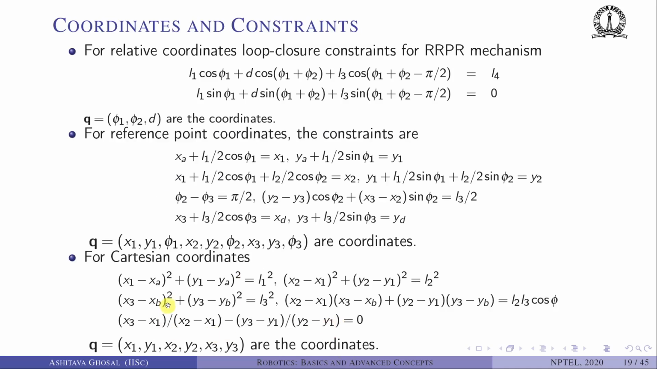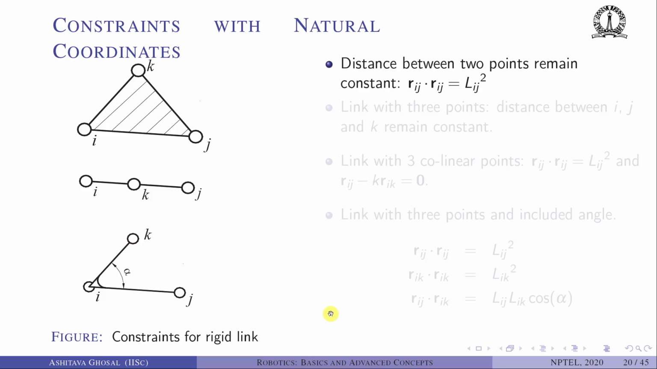Okay, so we have 6 variables x1, y1, x2, y2, x3, y3, and then we can write these constraints, which are 5 of them, 1, 2, 3, 4, and 5. Out of which 3 are length constraints and 2 are to show that the vectors are in one plane. So it has also 1 degree of freedom.